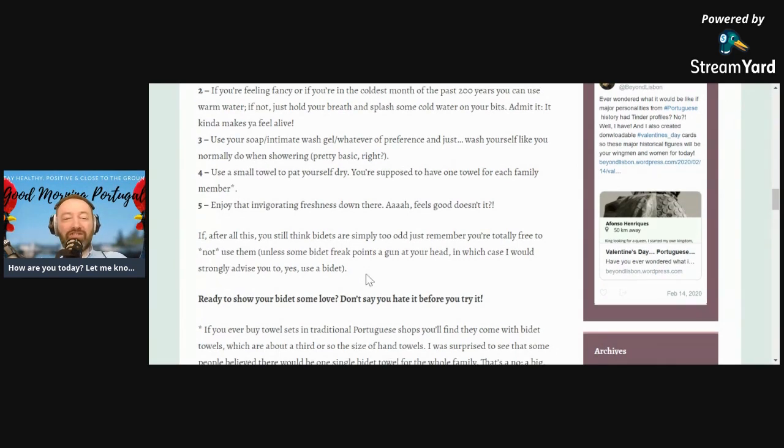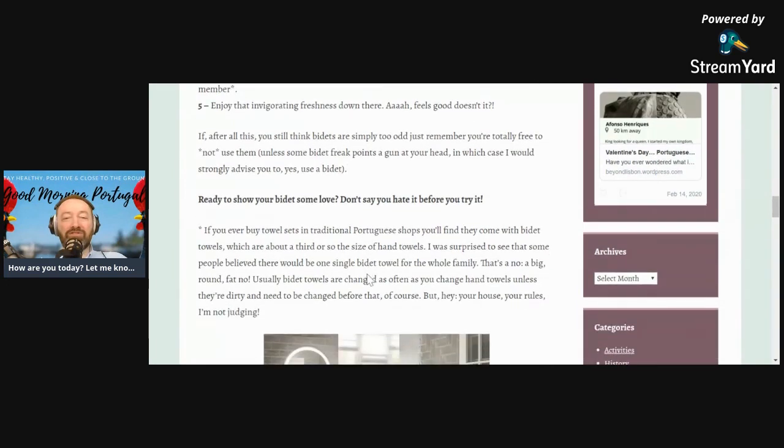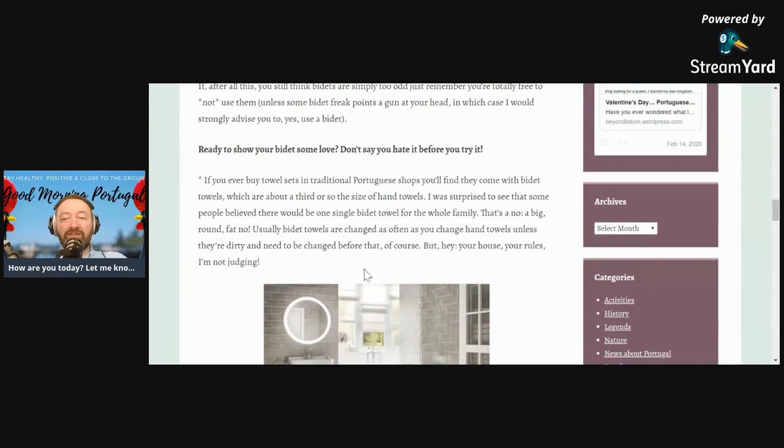If, after all this, you still think bidets are simply too odd, just remember you're totally free not to use them unless some bidet freak points a gun at your head, in which case I would strongly advise you to, yes, use a bidet. They don't exist, really. Let's not give Portugal a bad name.